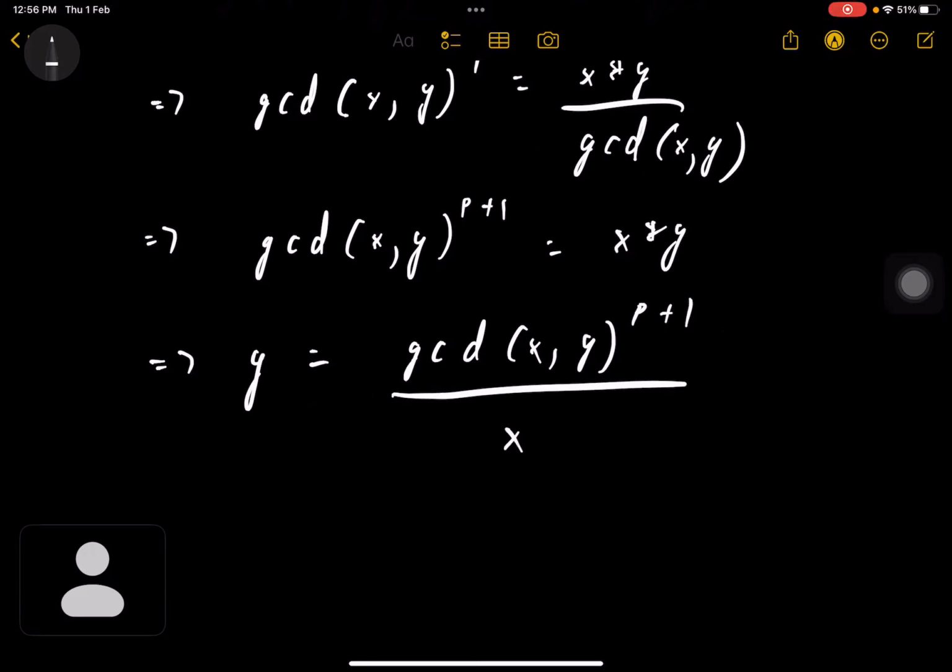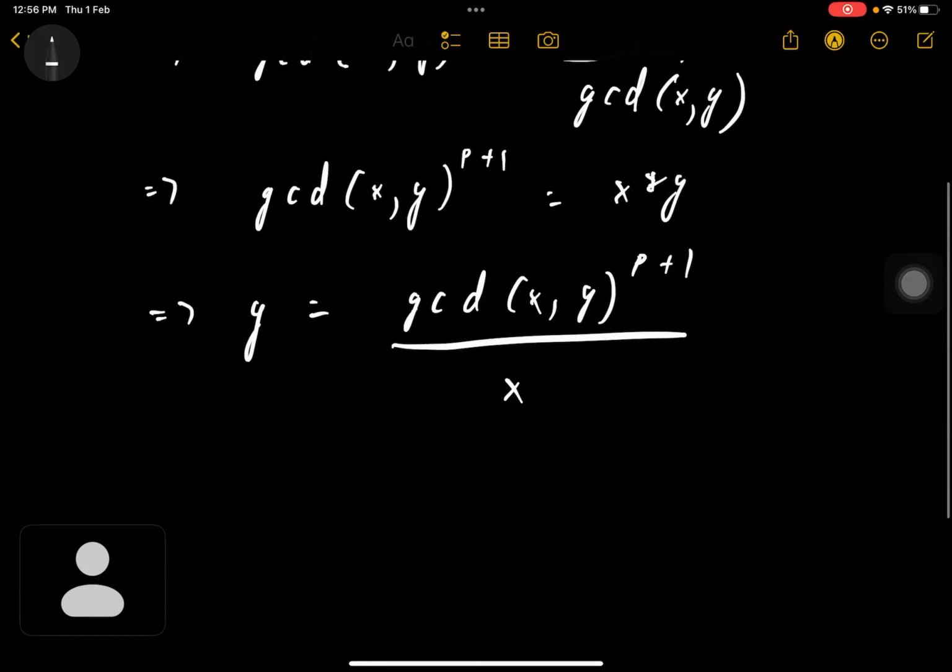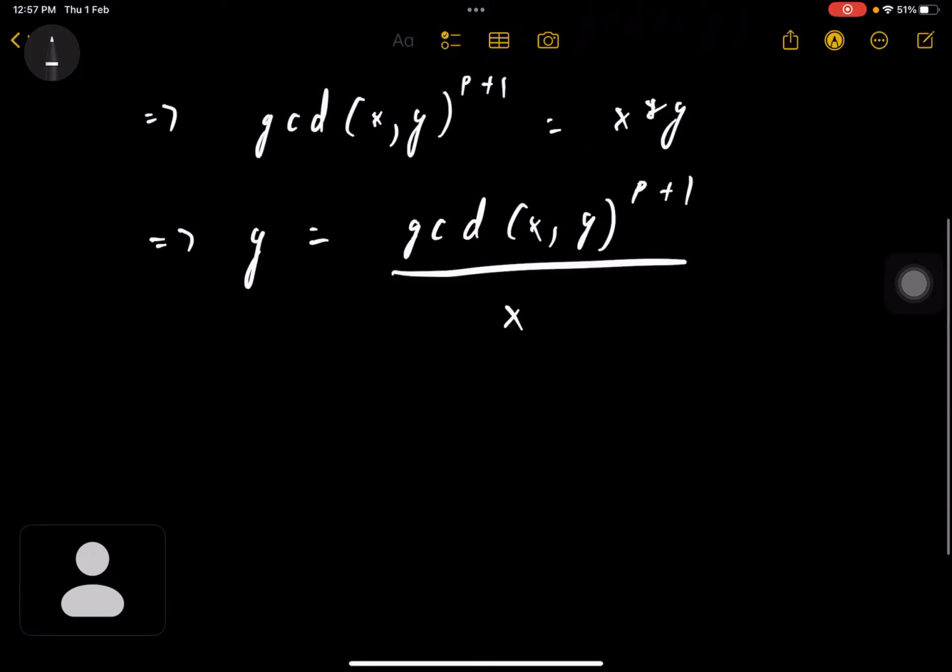From this, we can observe that whatever we get, GCD of (x, y) power p plus 1, should always be divisible by x, because y should always be an integer.